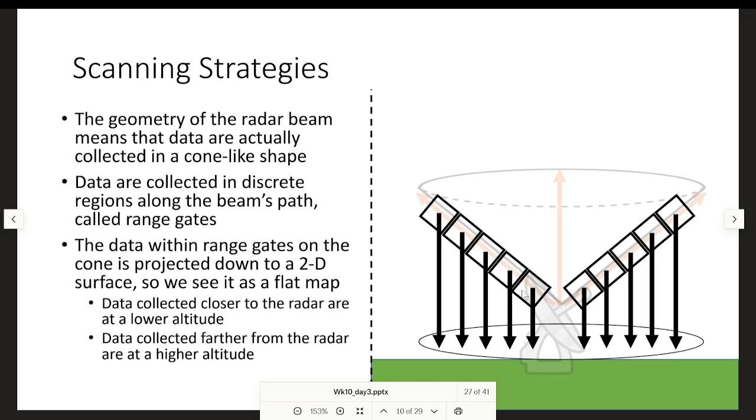So, when you look at a reflectivity map, when it's closer to the radar, it's lower to the ground, and when it's farther out, it's at a higher altitude, but it's pushed down onto the same 2D surface.